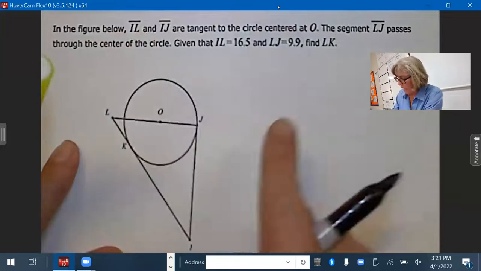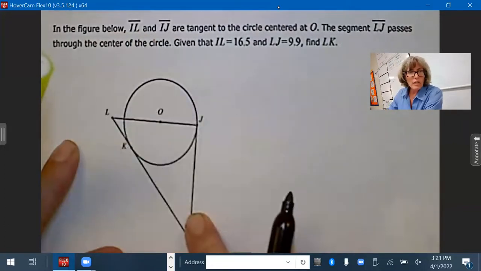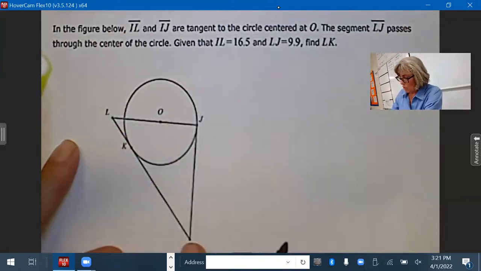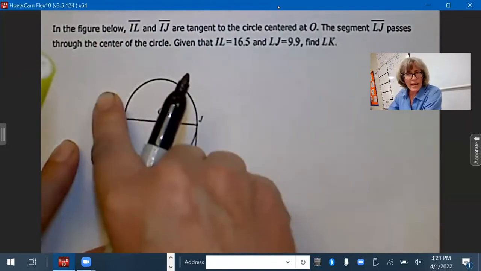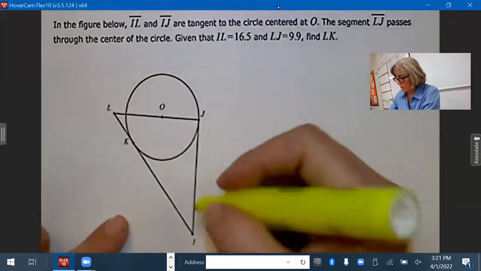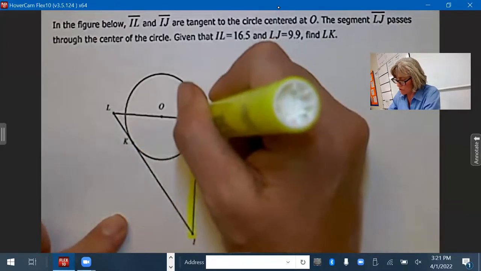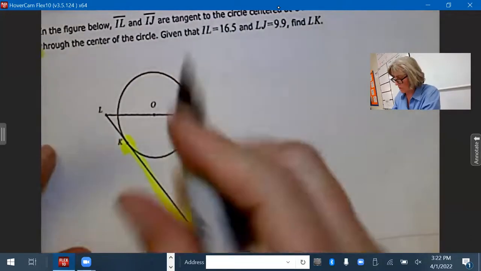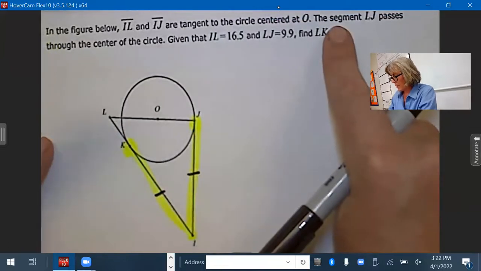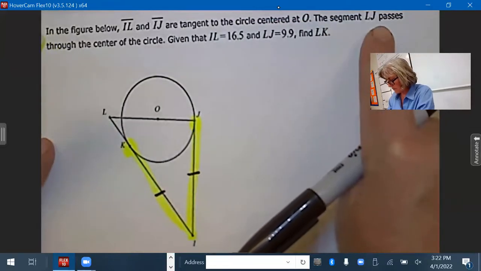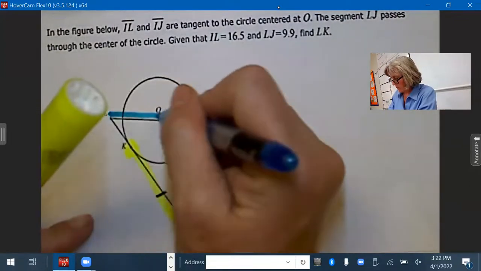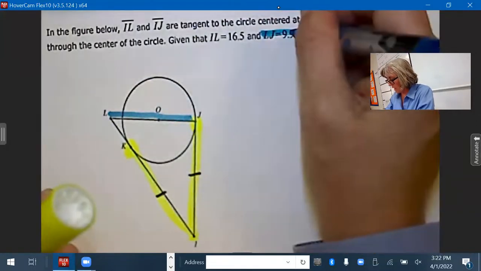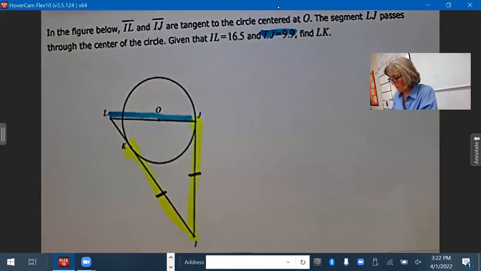Says in the figure below, IL and IJ are tangent to the circle at Q. So be really careful. Yes, IL is tangent, but the trick to this is realizing I to J, which is the point of tangency, and I to K, which is the point of tangency, are going to be congruent. Segment LJ, make that blue, LJ passes through the center of the circle. All right, so we have LJ, which is the blue, is 9.9.